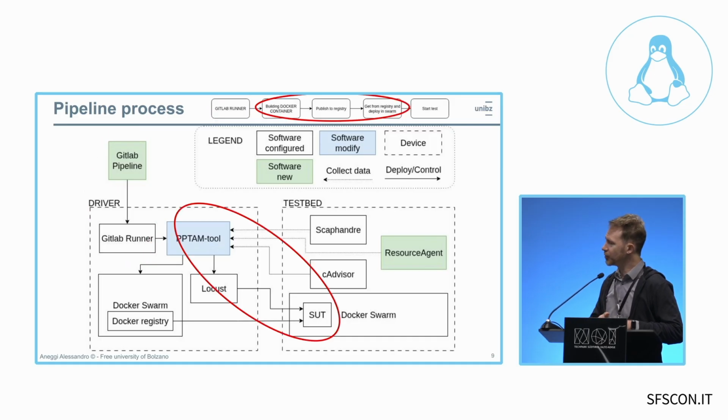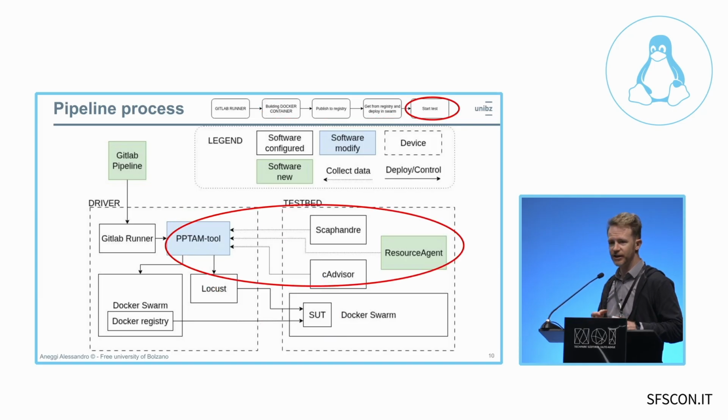And after that, we have the deployment part. So the software that we wrote and that passed the classic tests can go into this phase and be deployed in a Docker container directly in the test bed. Once it is in the test bed, the test can start. So basically, PPTAM starts the testing with Locust, and we collect the data at the same time from Scaphandre, cAdvisor, and the Resource Agent, which are running in the test bed.